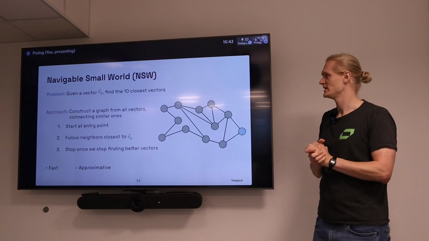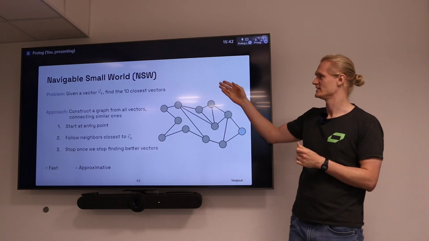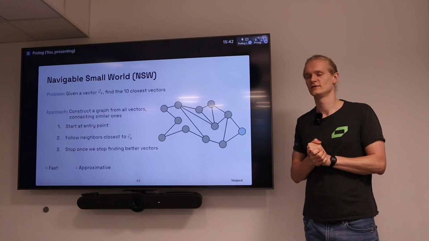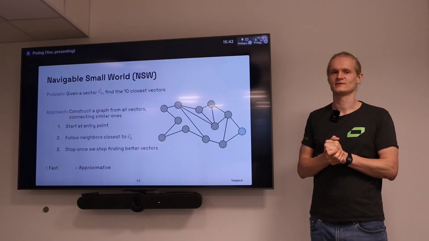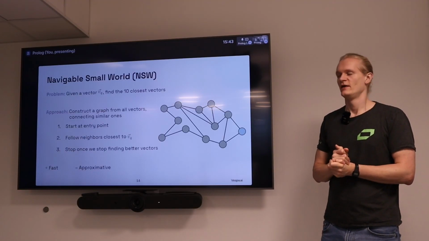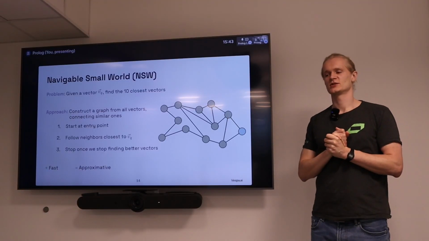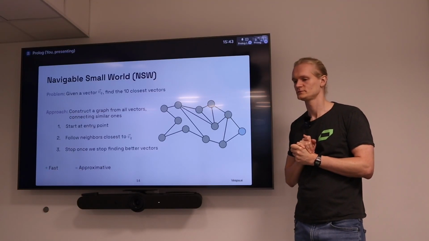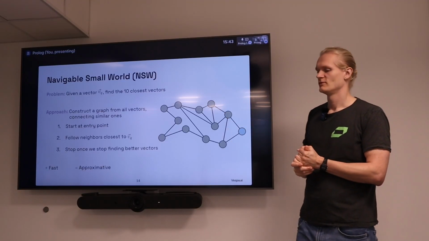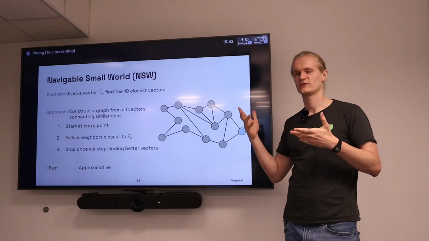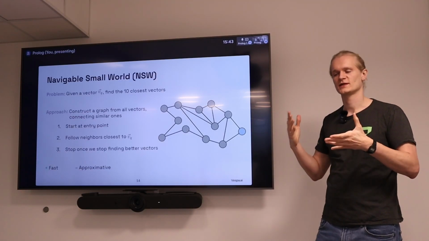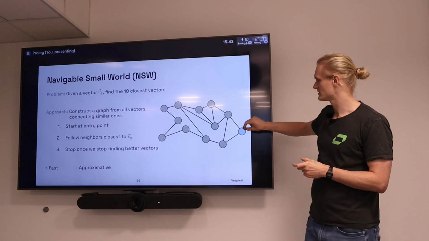And to illustrate HNSW, I will start with NSW, which stands for Navigable Small World. To work smarter, we construct an index structure from all the podcasts in our database. And here, this index structure is a graph. So in our graph, we have vertices that are connected by edges. Once, in the beginning, for our database, we have to construct this graph. And we do this basically one by one, podcast by podcast, inserting every podcast into our graph.